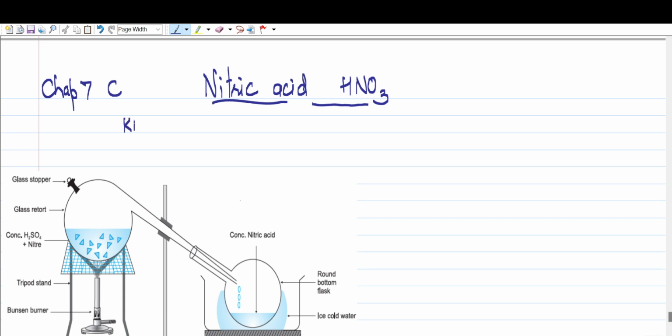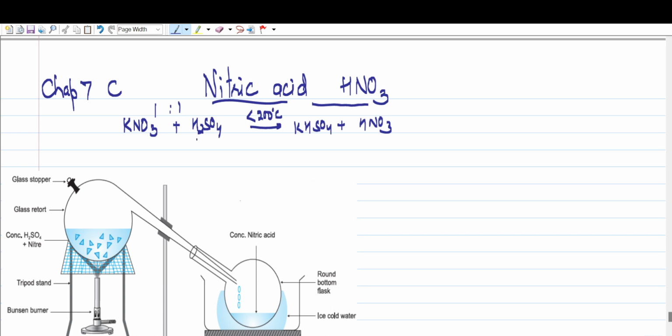So if we take potassium nitrate, KNO3, we take a concentrated solution and treat it with concentrated sulfuric acid. We take the ratio 1:1 and keep the temperature below 200 degrees centigrade. So we get potassium hydrogen sulfate and nitric acid is formed.